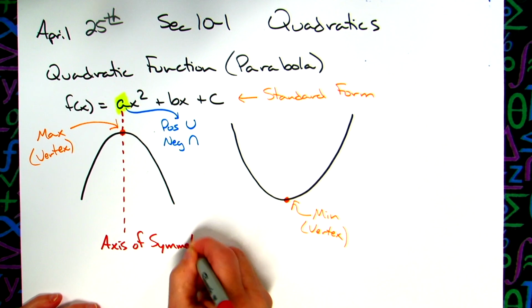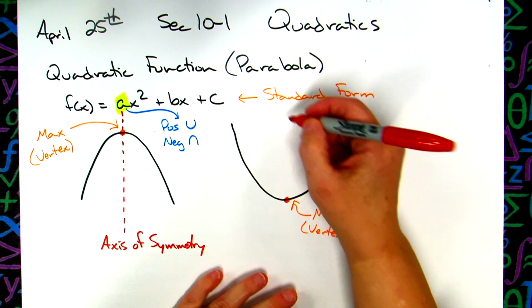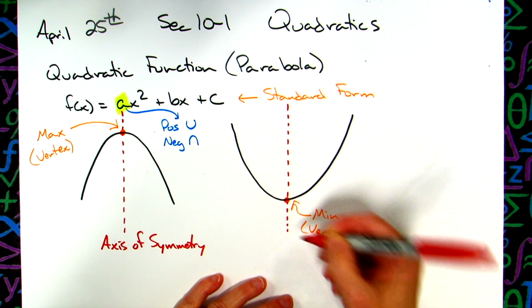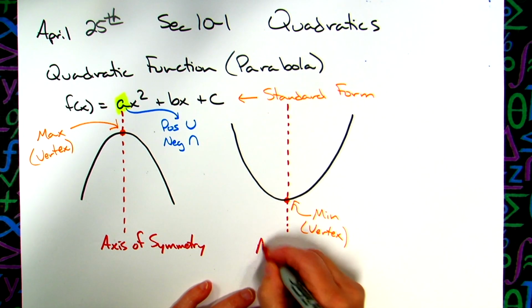And it is a dotted line because it's not part of the graph. All right, so you might have to identify that axis of symmetry. Every parabola has one. It always goes through the vertex. So again, that would be my axis of symmetry.